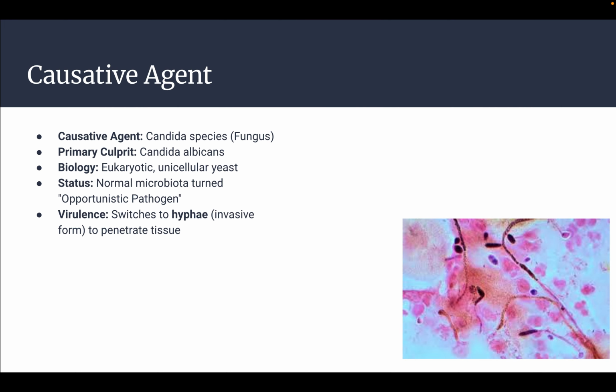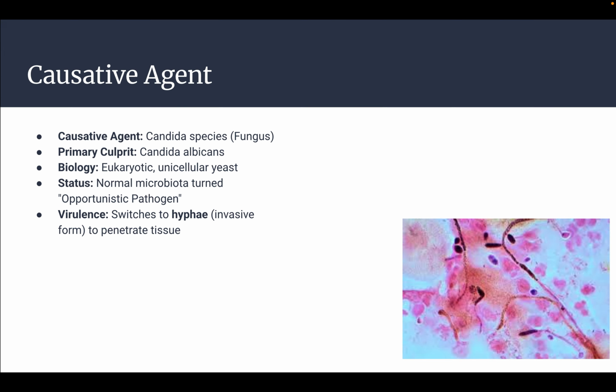We call this normal microbiota. It only becomes an opportunistic pathogen when it sees a chance to attack. For example, if someone has an immunocompromised system or their immune system is weak, Candida will overgrow.